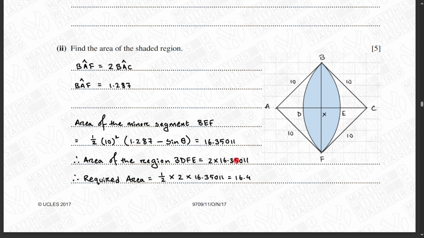So the area of the region BDFE, this whole region, since they are symmetrical, must be twice this, which is 2 times 16.35011. So what we need to do is simply halve this whole area, and then we will only be left with the area of the top, which is BDE. And BDE is the portion given in the question, the shaded region that we are required to find, and that is 16.4.